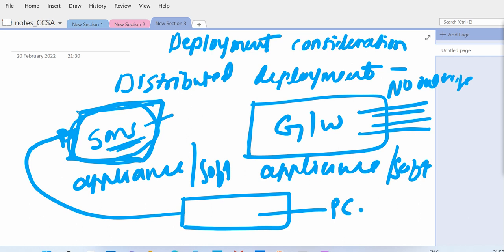In a distributed deployment, the security gateway and the SMS are installed on different computers or appliances, as I have just explained.